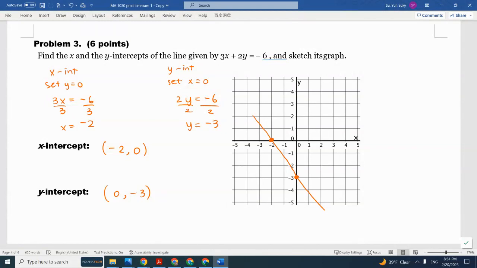Okay, so this is problem 3. If you can understand this, could you type 3 in the chat? Good. Okay, let's keep going.